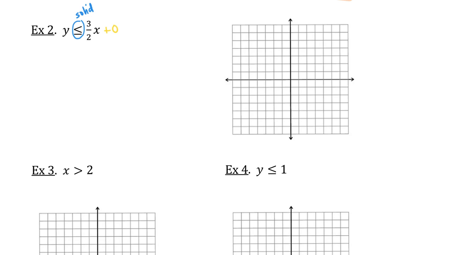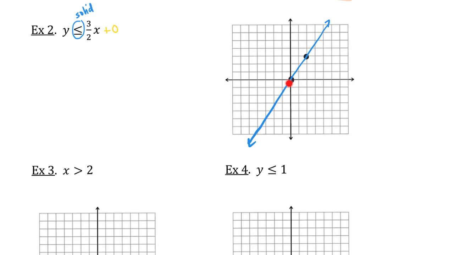So I'm going to start at 0. The slope is up 3/2. And I'm going to draw this line as a solid line, which is normally how we draw it anyways. Long. Arrows at the ends are always nice. Okay, now I want to check which side to shade. It will either be here or here.